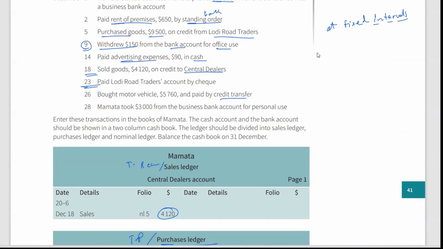Sir, the bank account for personal means, sir, we will do drawings account, right? Again, please. Sir, it is for business bank account for personal use. Okay, Saleh, I'll complete your sentence. I'm sorry, I think I get your question, but can you finish it? What was the question? Sir, means we will put this date under the drawings account.